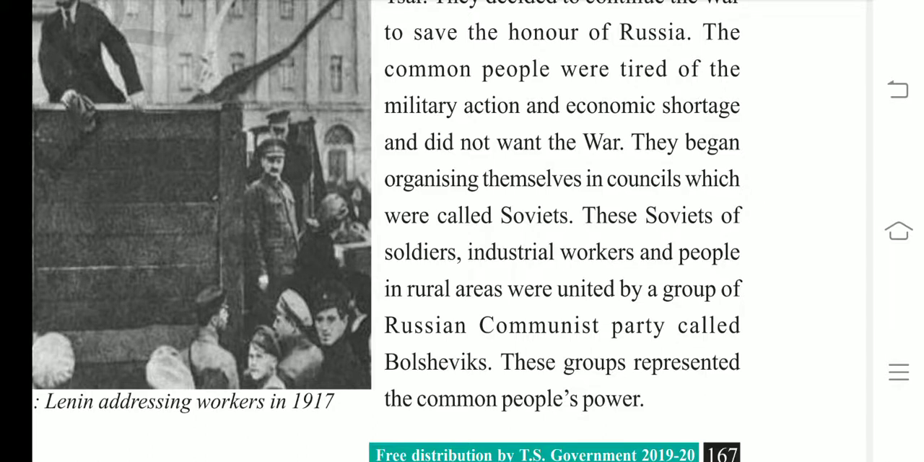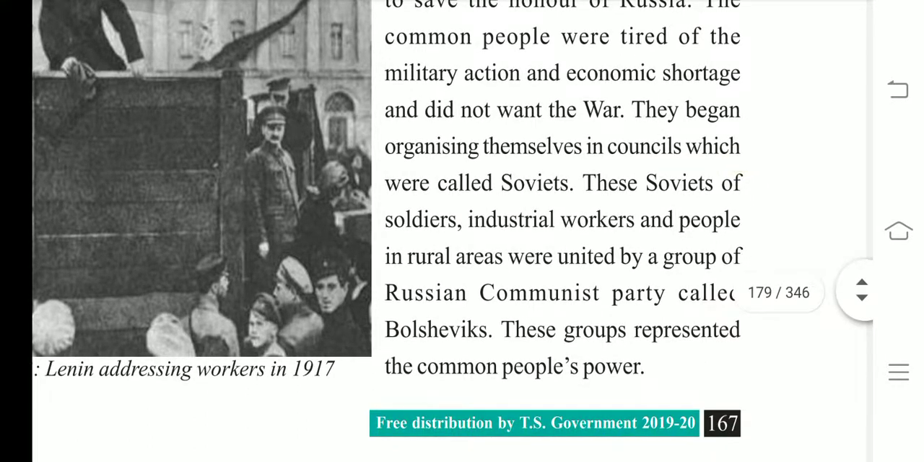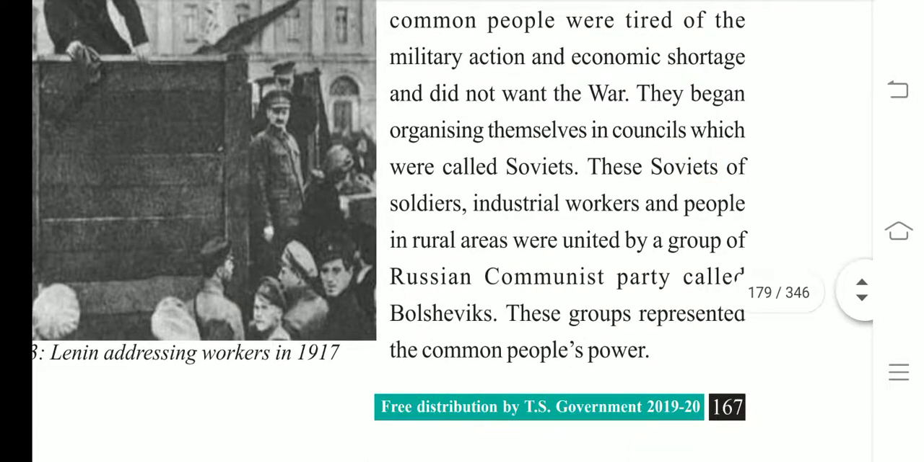Understand? So all these Soviets were led by one communist party in Russia known as the Bolshevik Party. Bolshevik is a communist party, my dear students. It is a Russian Communist Party. And this Bolshevik Party was led by Lenin.